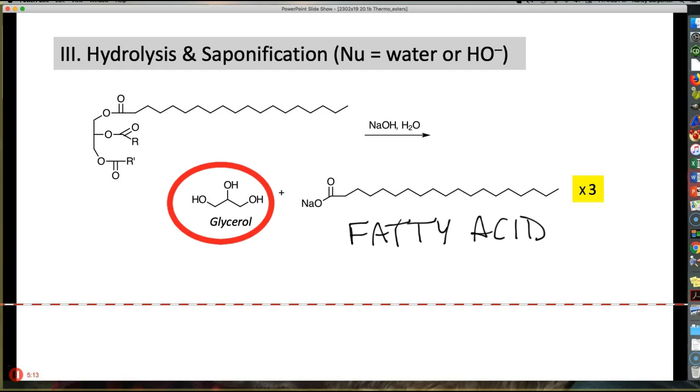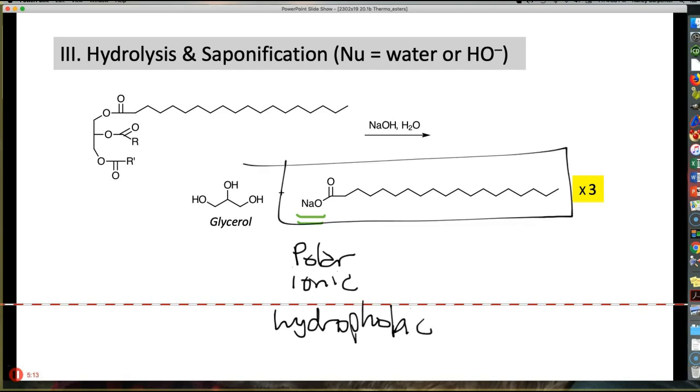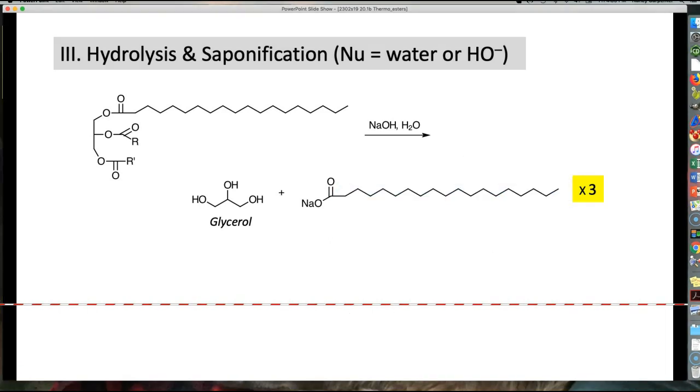Well, these fatty acids that are saponified are under basic conditions, so they're negatively charged there. And that means, nifty grifty, I have a very polar, ionic, hydrophilic piece to my carboxylate here, but I also have a long, greasy, hydrophobic tail. So greasy tail plus polar head equals soap.